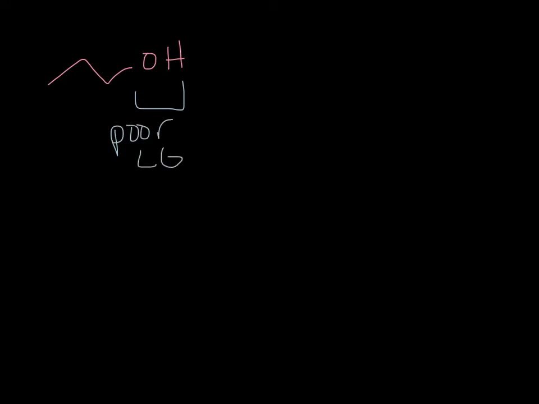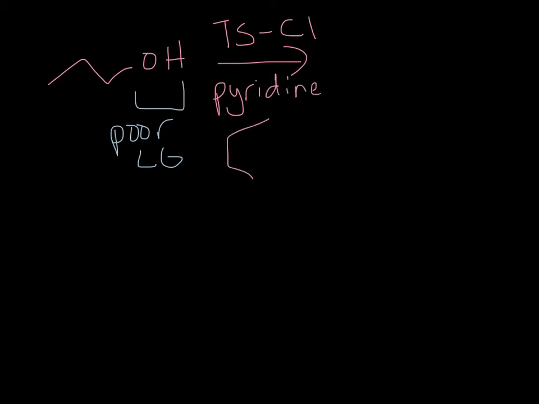If it left, it would be OH-, which is a strong base. So what we can do is convert that into a better leaving group. What we do is put tosyl chloride in solution, so that the chloride itself is going to act as a leaving group. And this is usually done with pyridine, which is a weak base. So under weakly basic conditions, this reaction is actually an SN2 reaction in itself. You have a lone pair from the oxygen come in and attack the tosylate and kick off the chlorine leaving group.